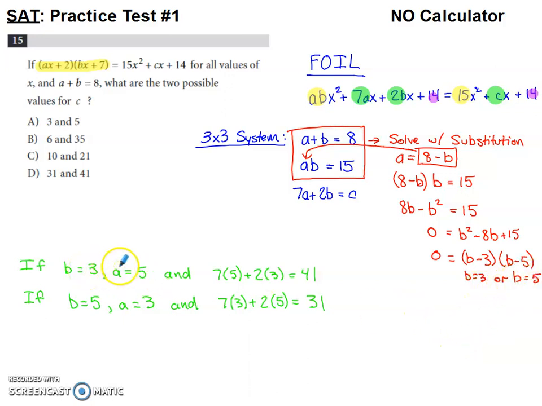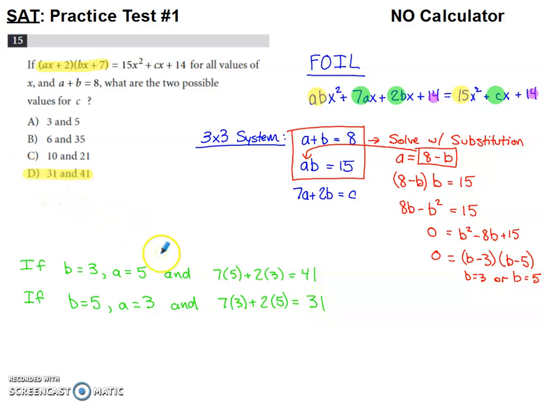If b is equal to 3, what's a going to equal? Well, a and b still have to multiply together to give 15 and sum together to give 8. So if b is 3, a has to equal 5. If I put 5 in place of this a and 3 in place of this b, that tells me my first possibility for c, and I get 41. And if I go with the second answer I got for b, if b is 5, a would have to be 3 in order for a and b to sum to 8 and multiply to 15. If I take this value of b and this value of a and plug them into this bottom equation, I end up producing my second possibility for c, which is 31.